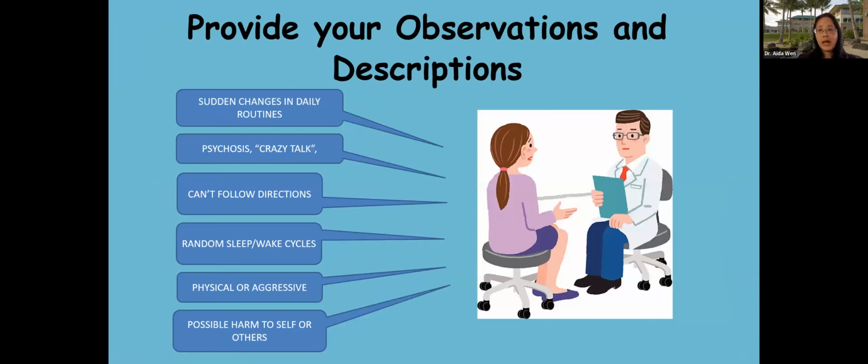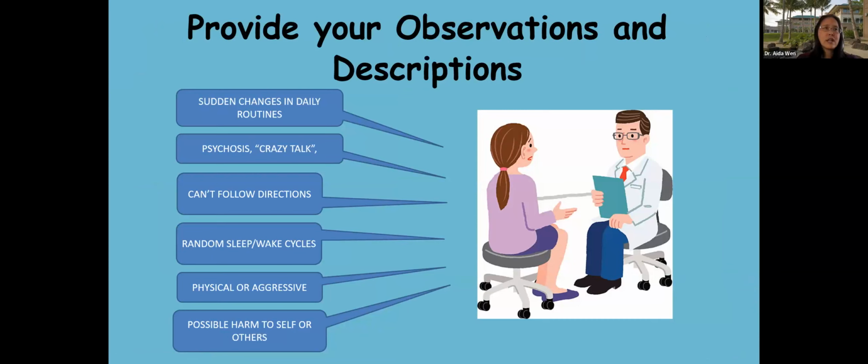But what happens if this happens at home, as in our case scenario? What are you going to do to help the doctor figure out if they have delirium? Well, you are the eyes and ears, right? You have to provide your observations and your descriptions. So let the doctor know: Do you see any changes in their daily routines? Is there psychosis going on? Seeing or hearing or believing things that aren't true? Is there some crazy talk, disorganized thinking?